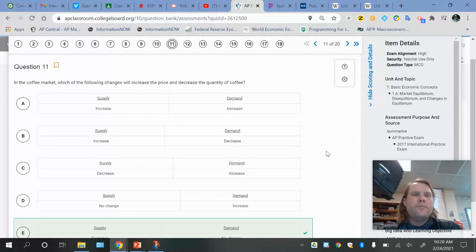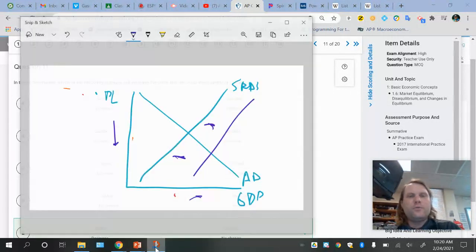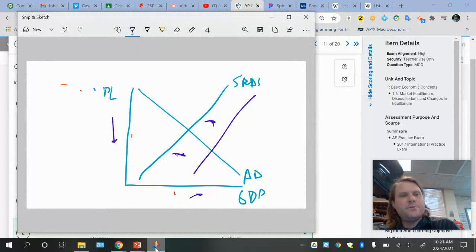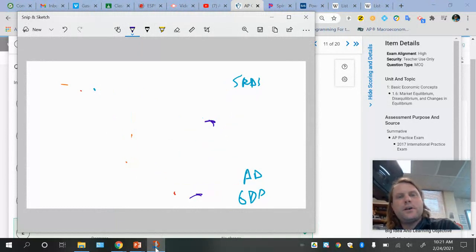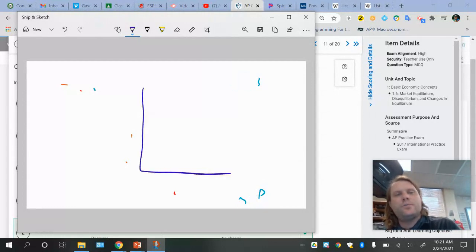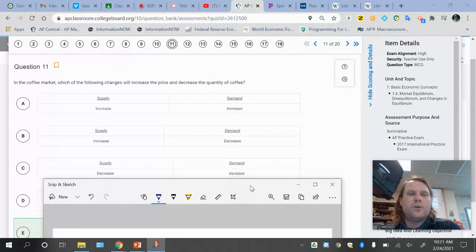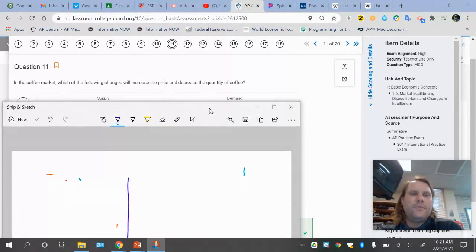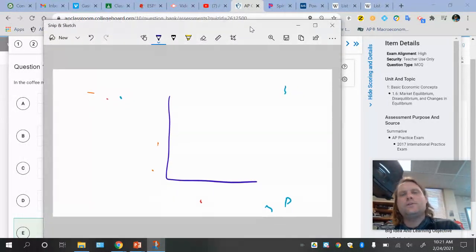All right, so in the coffee market, which of the following changes will increase the price and decrease the quantity of coffee? If you're good with these, by all means, plug the answer in. Okay, so it doesn't really matter. What we're asking is what's going to happen in this particular situation. Which of the following is going to occur to increase the price and decrease the quantity?